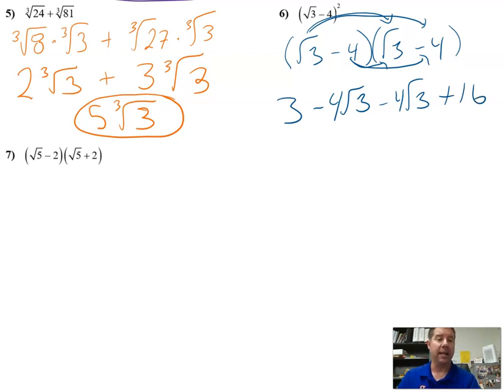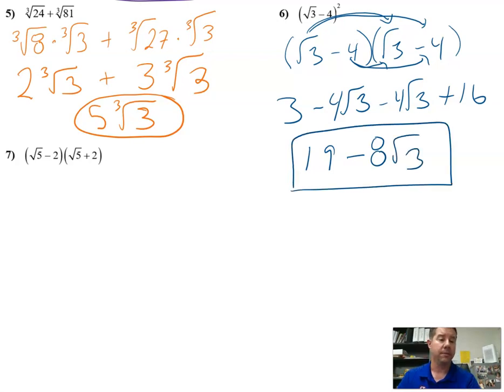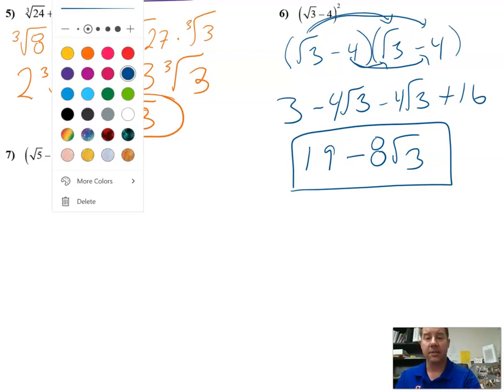I'm going to combine my like terms. 3 and 16 is 19. And then negative 4 root 3 minus 4 root 3: combine the numbers in front and the radical part stays the same. So we get 19 minus 8 root 3. And now on to our very last one for today, boys and girls.